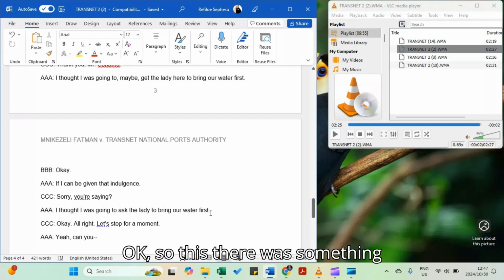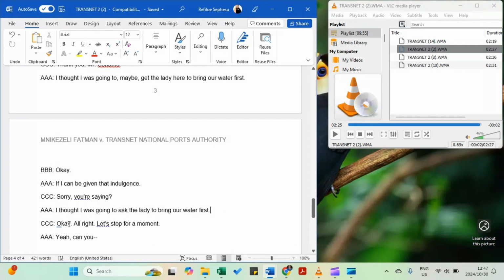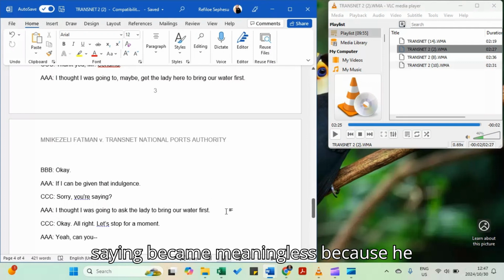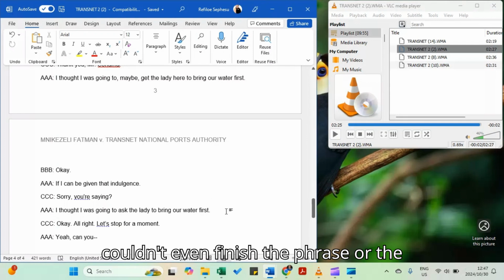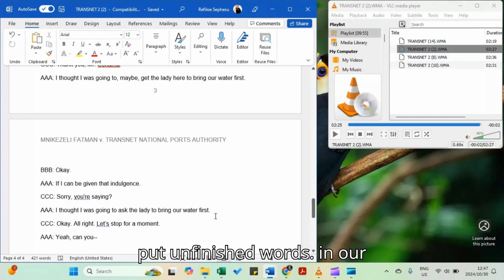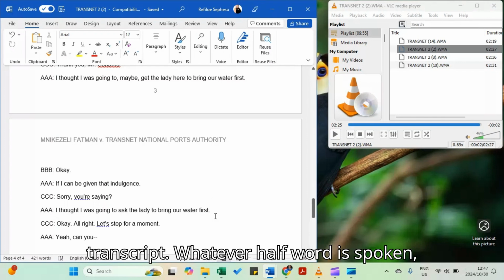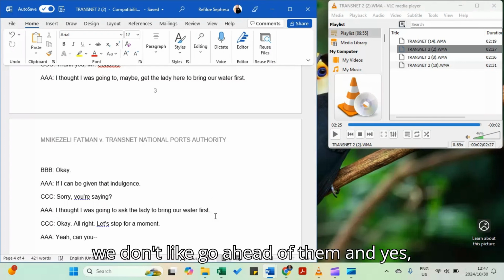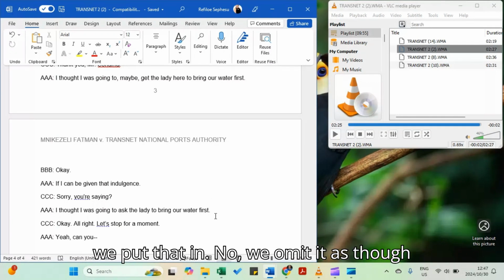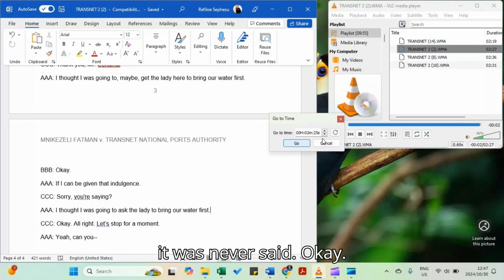Okay, so there was something else that this rep was saying after the word first, but he was interrupted by this commissioner, and whatever he was saying became meaningless because he couldn't even finish the phrase or the word. Okay, so we omit that. We don't put unfinished words in our transcript. Whatever half word is spoken, we don't go ahead and guess it should have been this so that we put that in. No, we omit it as though it was never said. Okay.